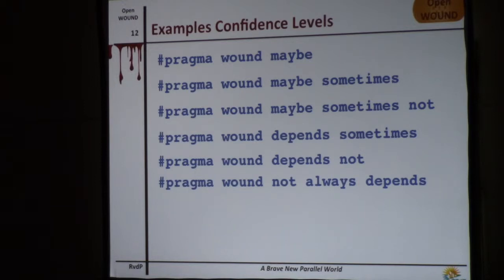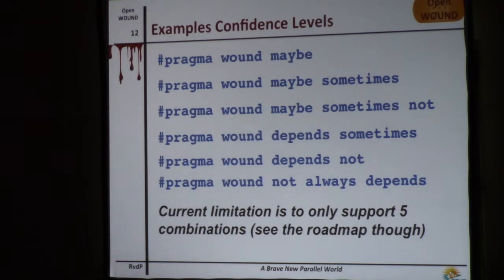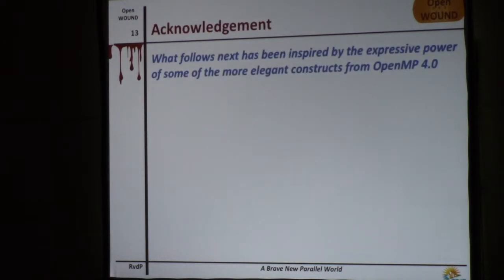So I can say pragma wound maybe sometimes, maybe sometimes not, depends sometimes, or depends not. Not always depends. In that way, I can really tell the system, like, I'm not so sure, you figure it out. All right? Unfortunately, we only limit this to 5 levels mixing, but we're going to address that because 5 is actually very low for this. So, actually, what follows next, I must give credit to those that deserve it.